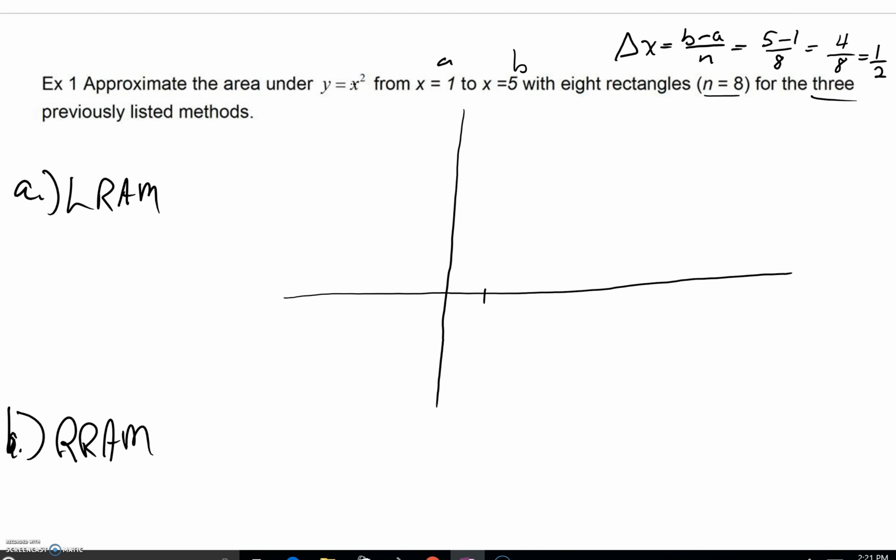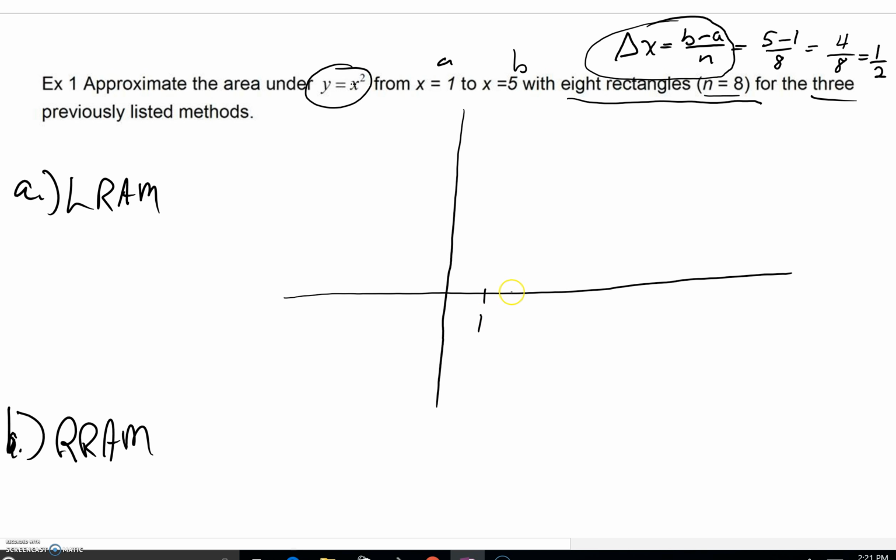Okay, so continuing on with example 1, we're going to have y equals x squared, obviously a very famous looking parabola. And we're going to go from x equals 1 to x equals 5, but with 8 rectangles, we can determine that delta x, the base of a rectangle, is b minus a over n. So it's 5 minus 1, all over 8.